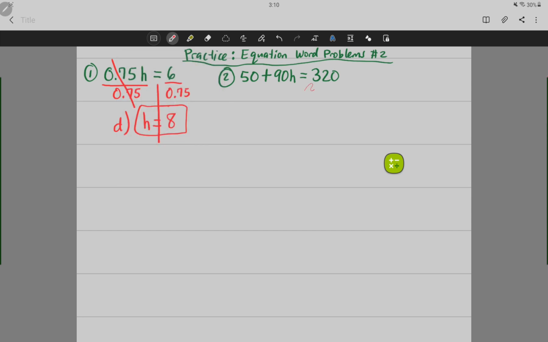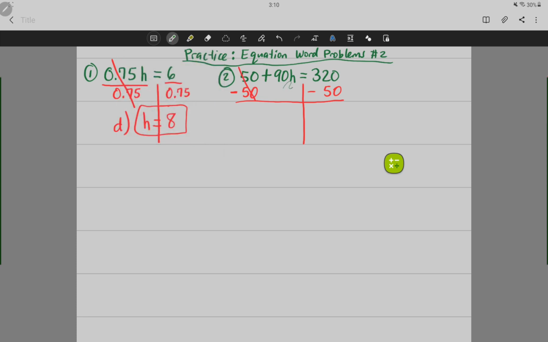So same thing, equal sign, draw the line. We want to get h by itself, but there is a constant next to it, which is that positive 50. So we do inverse or opposite operations. And the opposite of a positive is a negative. So we want to subtract 50 on both sides. 50 minus itself is 0. We could just cancel that.